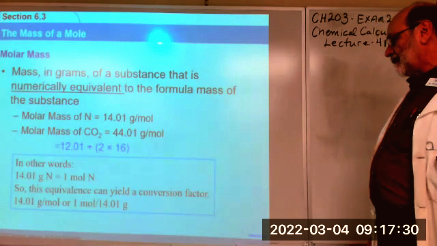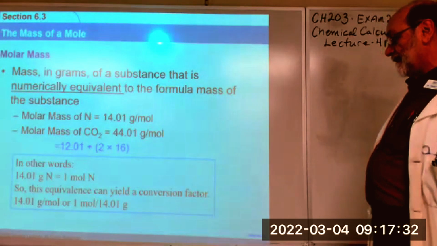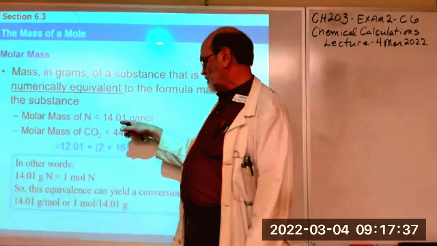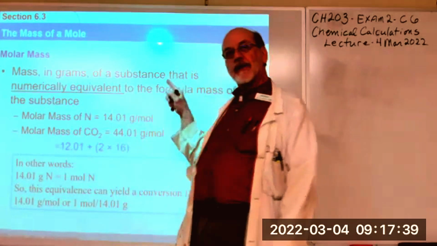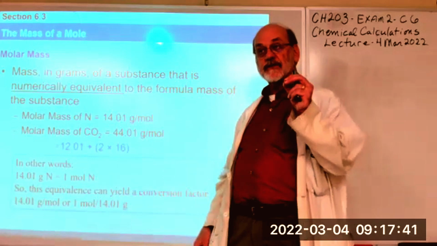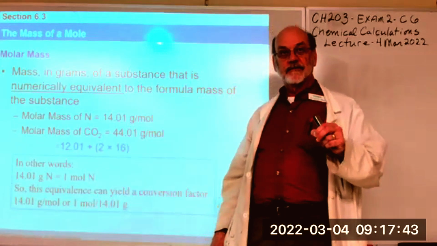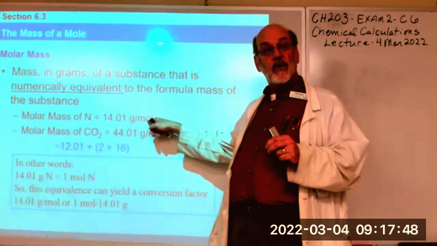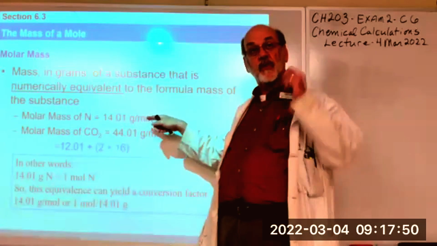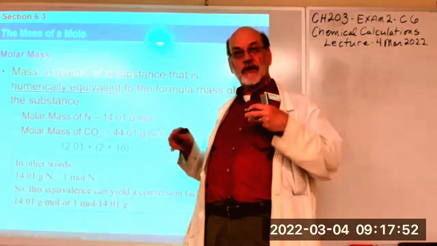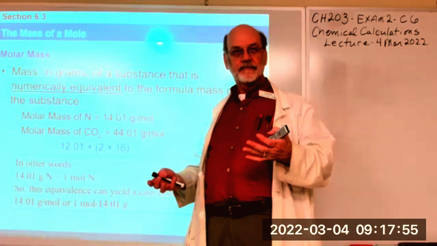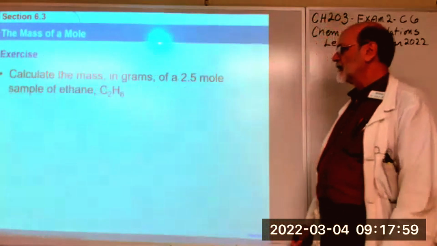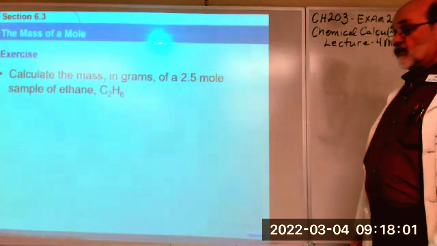Okay. And like I said, the conversion factor, if we say that 1 mole equals this many grams, 1 mole equals that many grams, remember, whenever you have an equivalence, you've got a conversion factor. So the conversion factor doesn't have to be 14.01 grams per mole. It could be 1 mole per 14.01 grams. It depends on the conversion that's required. Okay, we'll do some examples. In fact, we'll do one right now.